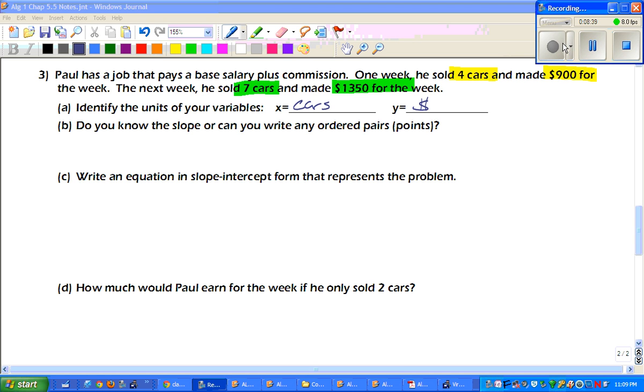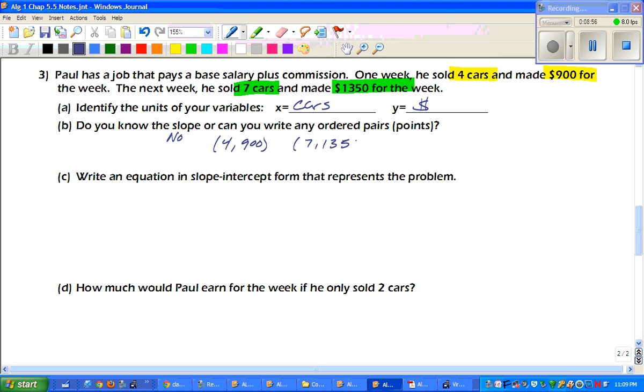Uh-oh. Do we know what the slope is for this one? Hopefully you said no, because they didn't tell us the slope, but what they did tell us was 2 points. So we know (4, 900) is a point, and (7, 1350) is a point. Now, how do we do that? I know 2 points, but how do I figure out what the slope is? The slope formula.